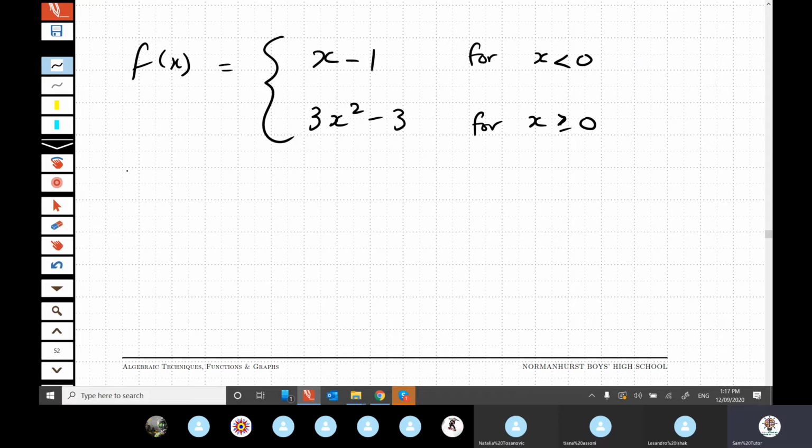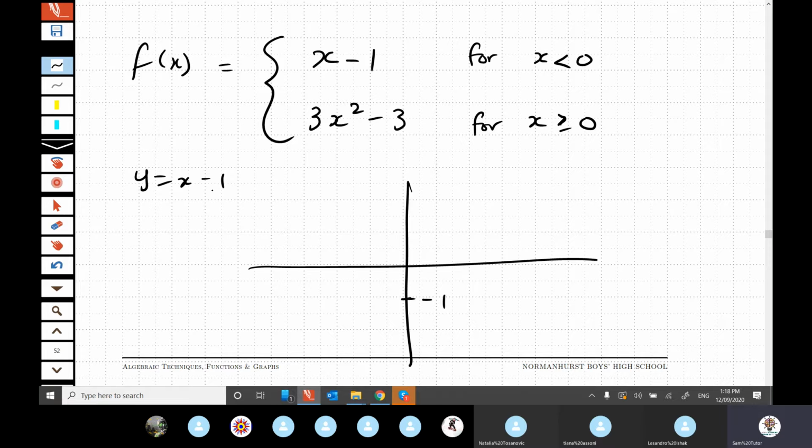My turn. y equals x minus 1 would look something like this. When x is 0, y is negative 1. When y is 0, x is positive 1. And draw a line. Cool. And the other one would be y equals 3x squared, take away 3. Factorize your 3 out. So find your x and y intercepts. y is negative 3, so somewhere down here, when x is 0.